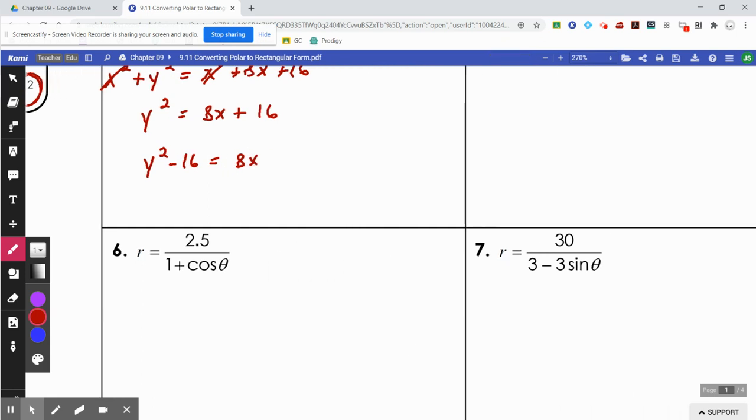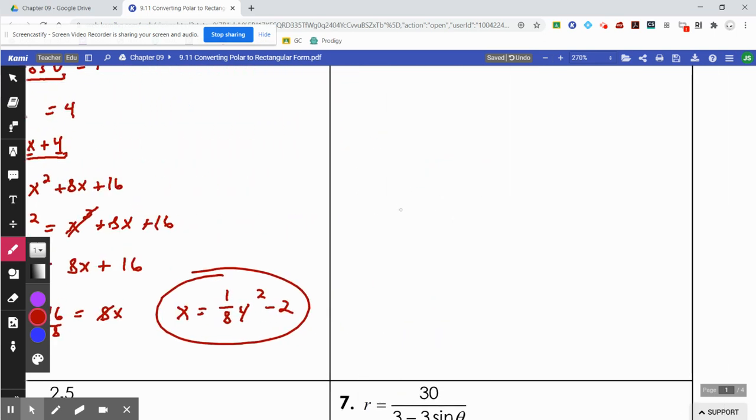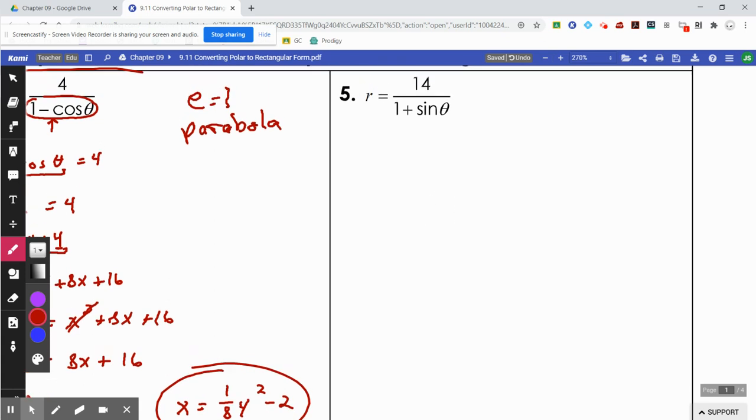I'm going to divide both terms by 8. The way that I'm going to do that is by multiplying by 1/8, and then I'll divide that by 8, and I get x is equal to 1/8 y squared minus 2. That is your standard form. The next one's going to follow kind of along the same lines.